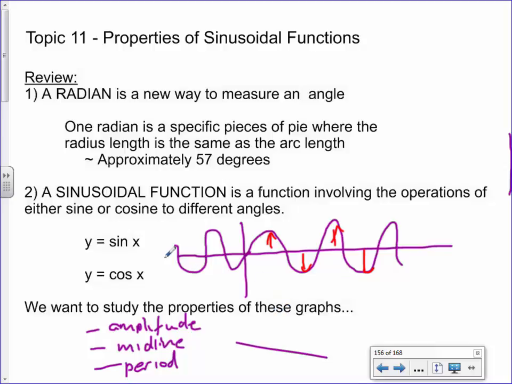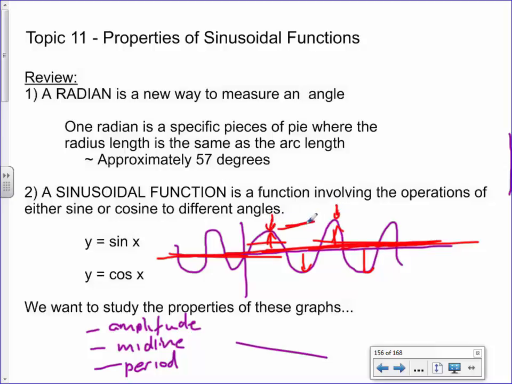The midline is essentially what the graph goes right to the middle of. Sometimes we find the midline first because it's kind of helpful to find where it goes right to the middle of. The period refers to how long it takes between cycles. So like, here's the high point right here.